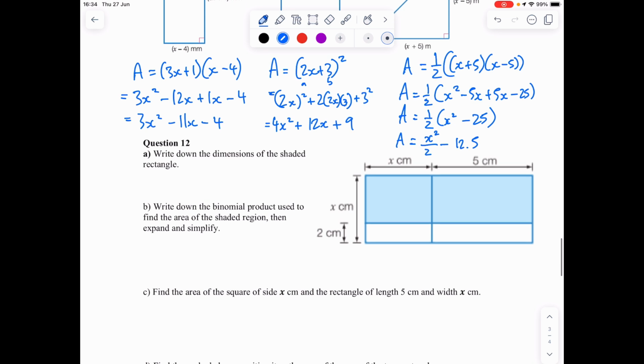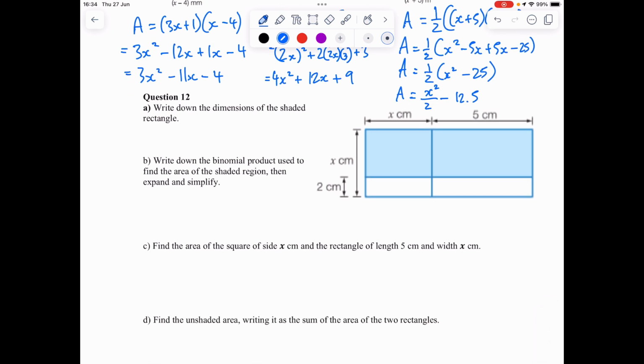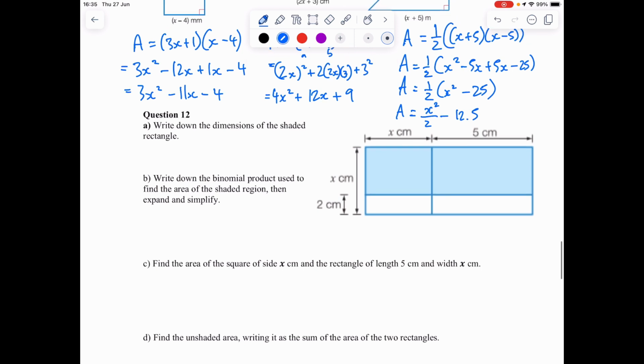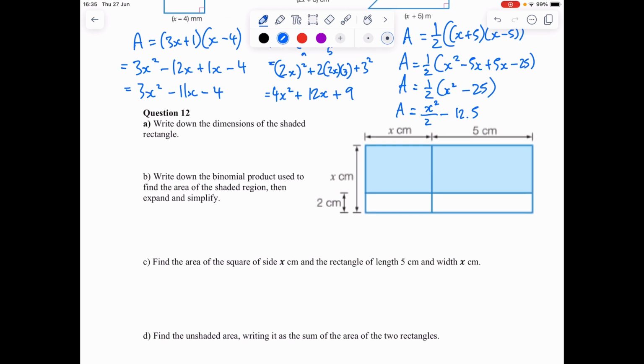Write down the dimensions of the shaded rectangle. The dimensions of it, well, its length is x and 5, so x plus 5 long. Its width, well, the whole thing is x. It's missing 2, so width is x take 2.